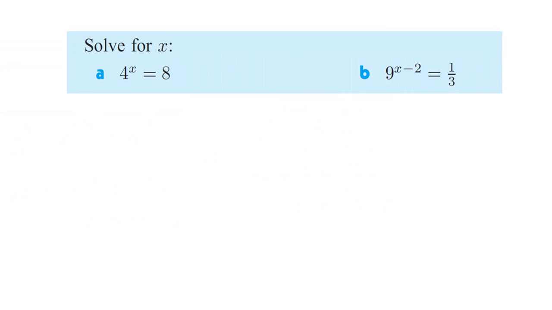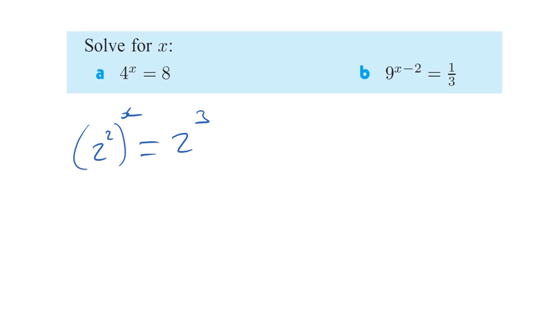So here we have a 4 to the x and an 8. And when I'm seeing 4 and 8, I'm thinking about bases of 2. So let's write both sides with a base of 2 and use that technique of dropping those bases again. Right, so 4 is 2 squared, so on the left-hand side, we could certainly write that. 8 is 2 cubed, so on the right-hand side, we can write that.